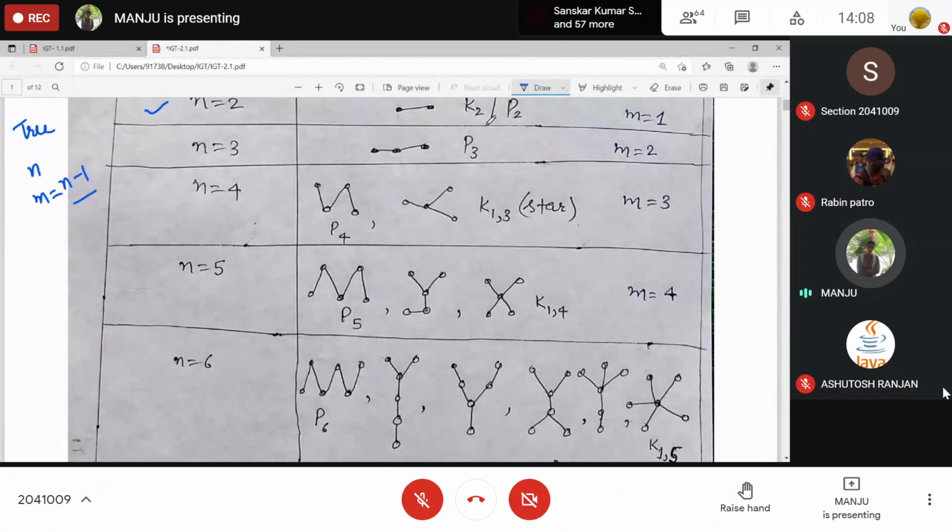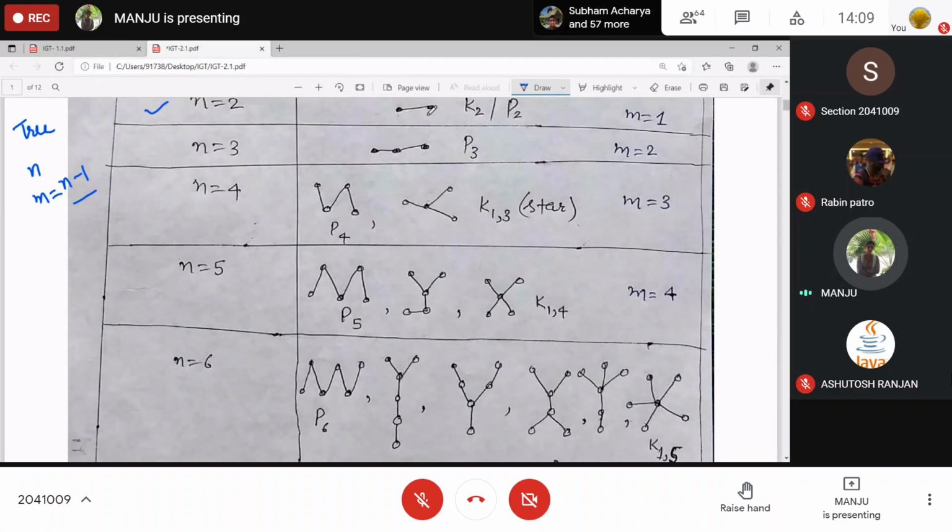For n equal to 2, we have this tree. For n equal to 3, we have this tree. For n equal to 4, two trees: P4 and the star K1,3. For n equal to 5, we have three trees: P5, and the stars K1,4 among them. For n equal to 6, we have all these 6 trees. If there is any other tree, it will be isomorphic to one of these.